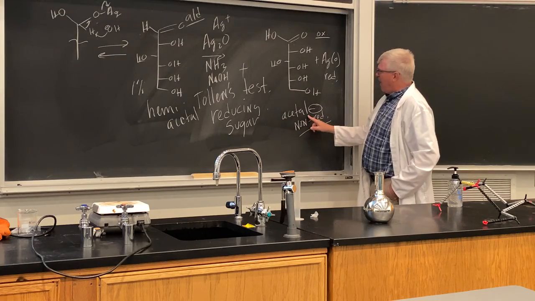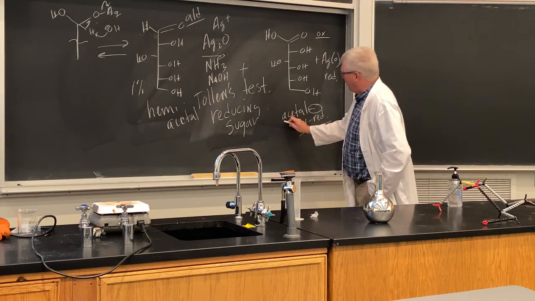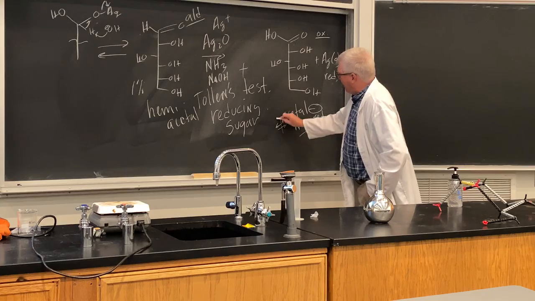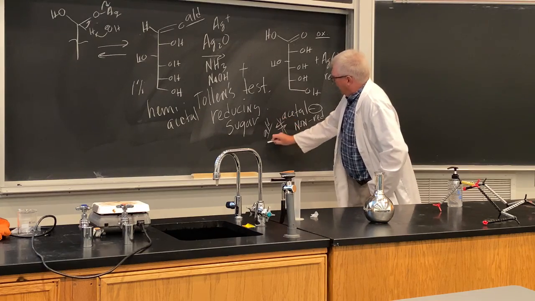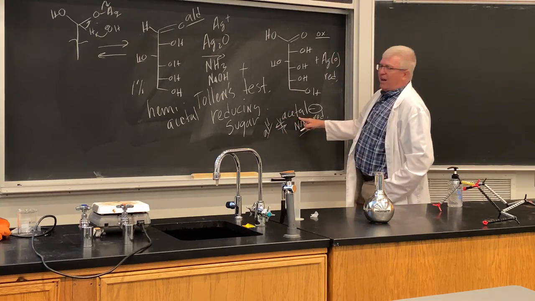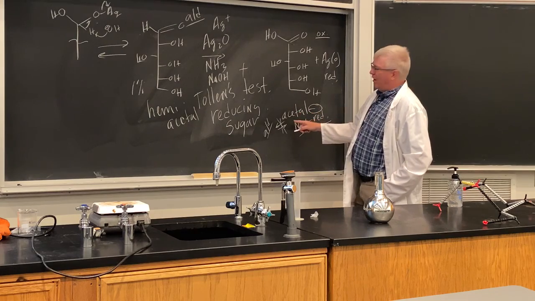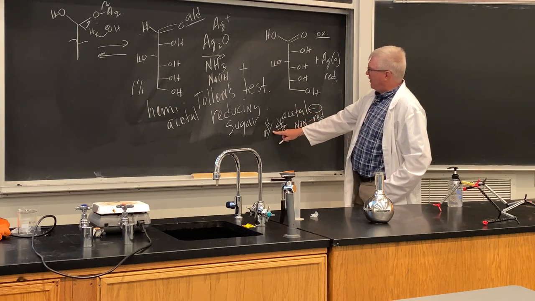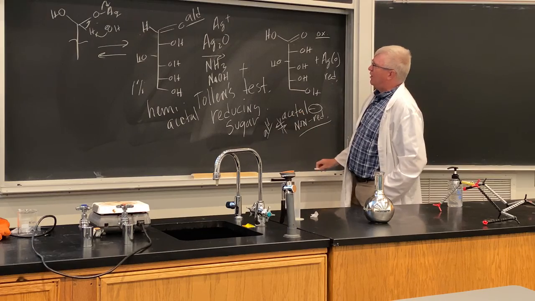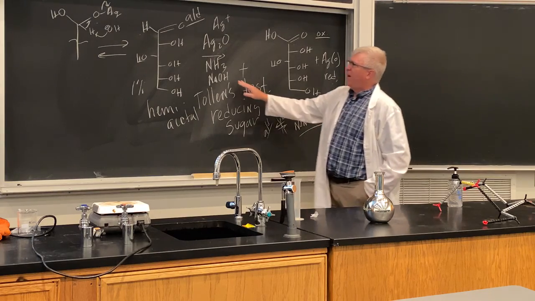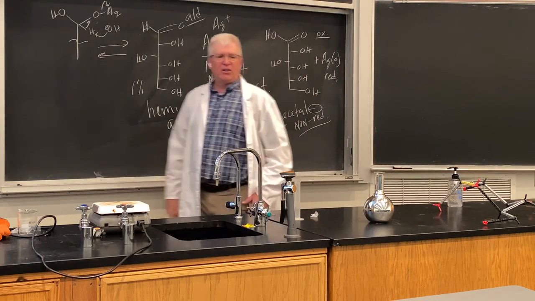Or if it's an acetal, it's not in equilibrium, you see, with the aldehyde, okay? And remember we said ethyl acetals, and you'll see that later a little better, are stable. They're not forming the aldehyde, so they won't give a positive Tollens test. So this is a way to tell whether you've got one structure or another.